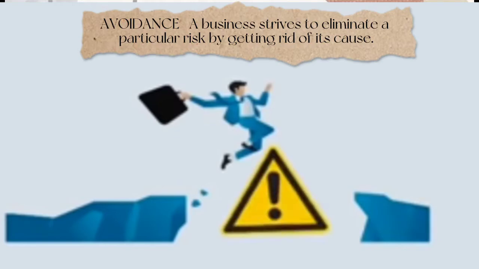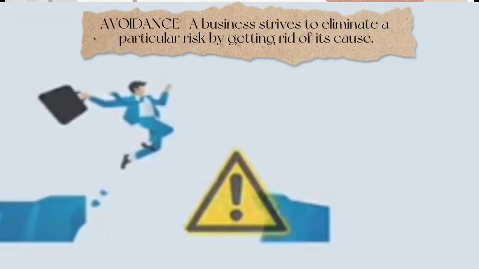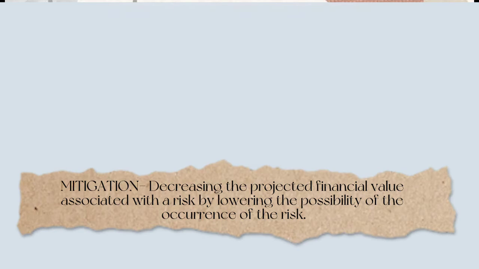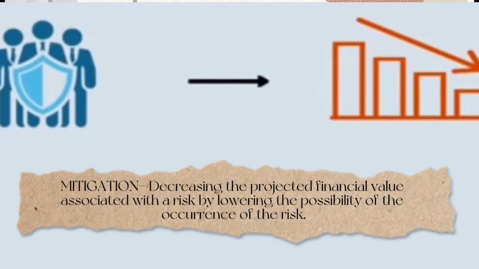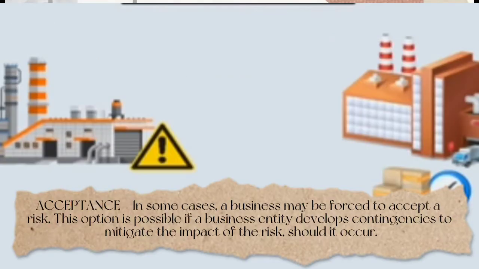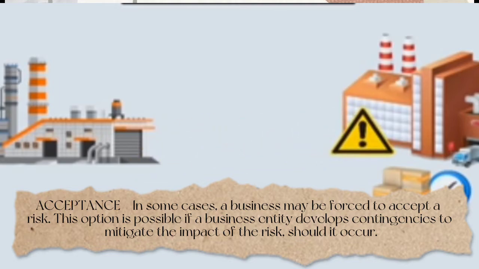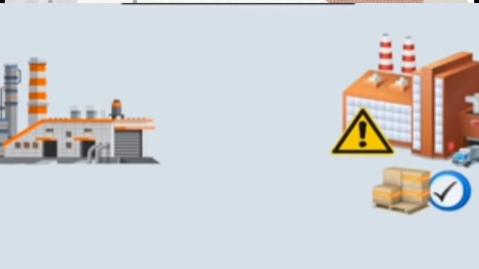Response to risk. Risk management structures are tailored to do more than just point out existing risk. Avoidance: eliminating a particular risk by getting rid of its cause. Mitigation: decreasing the projected financial value associated with the risk by lowering the possibility of its occurrence. Acceptance: the business entity develops contingencies to mitigate the impact of the risk.